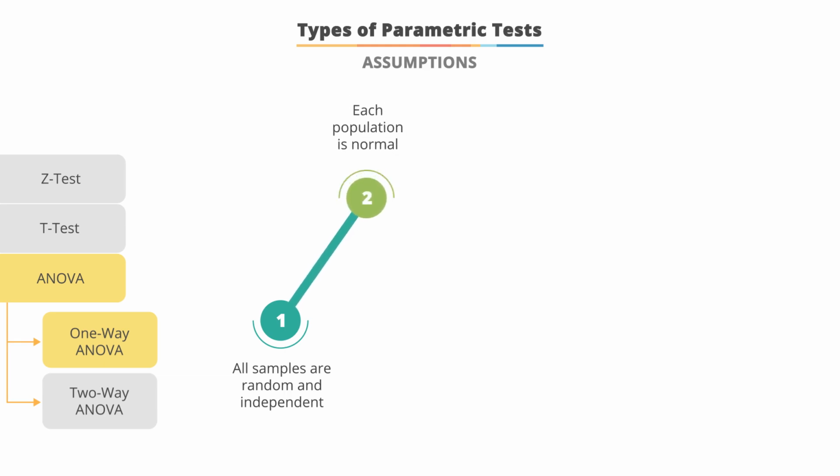Number two, each population must be normal. We can't have biased populations or erroneous type of populations. The factor has to be categorical. It can't be numeric, integer, continuous. We have to have some sort of grouping.